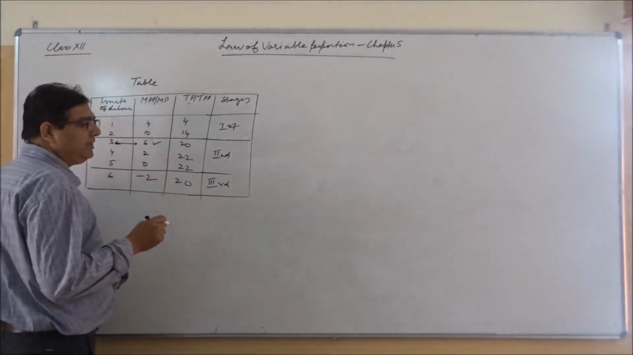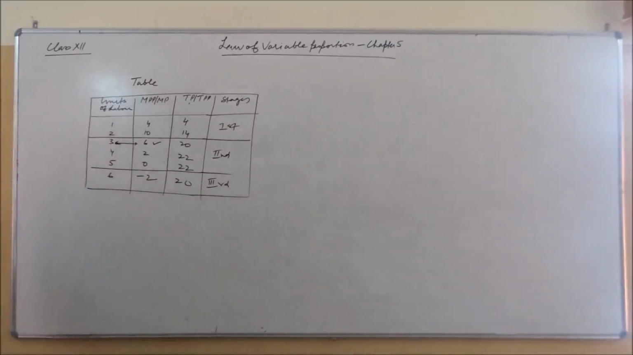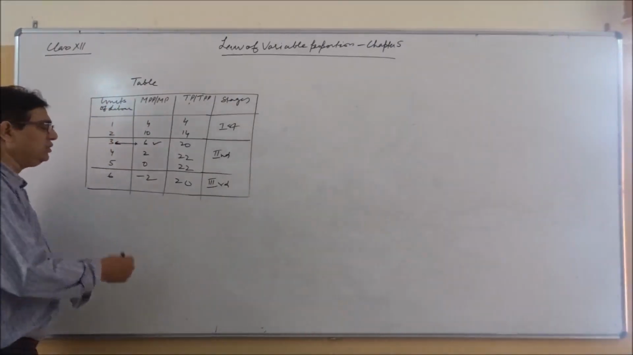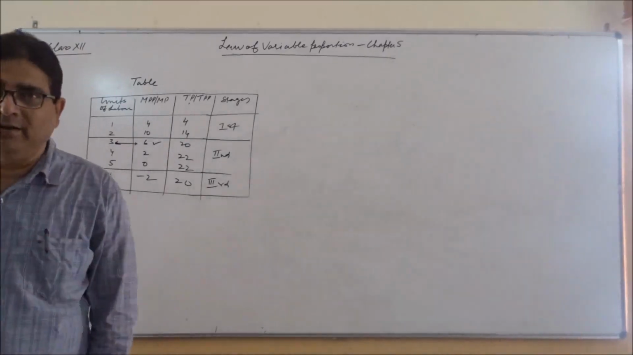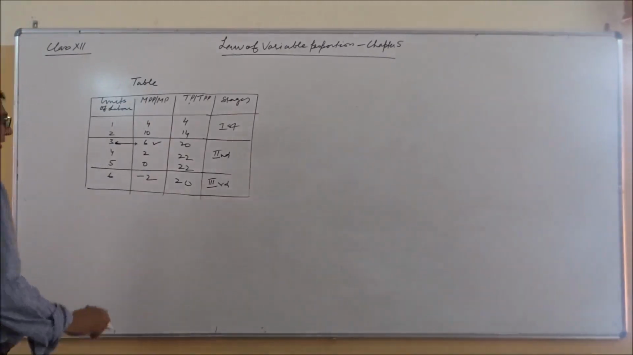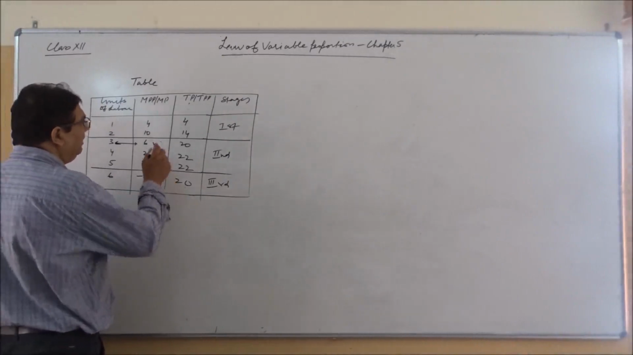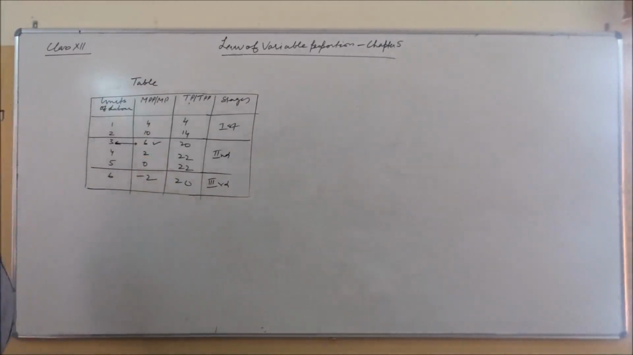So its MP becomes 0 and total production remains the same. And here TP is also maximum. When the 6th unit of labor is employed by the firm, then what happens? Output, instead of increasing, decreases to 20 because MP has become negative.